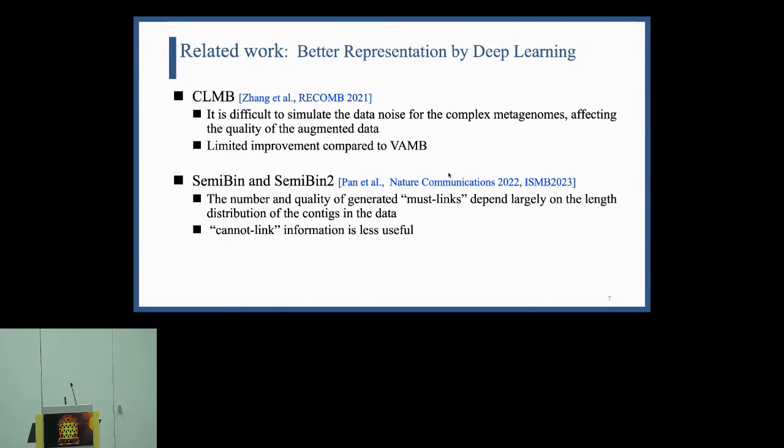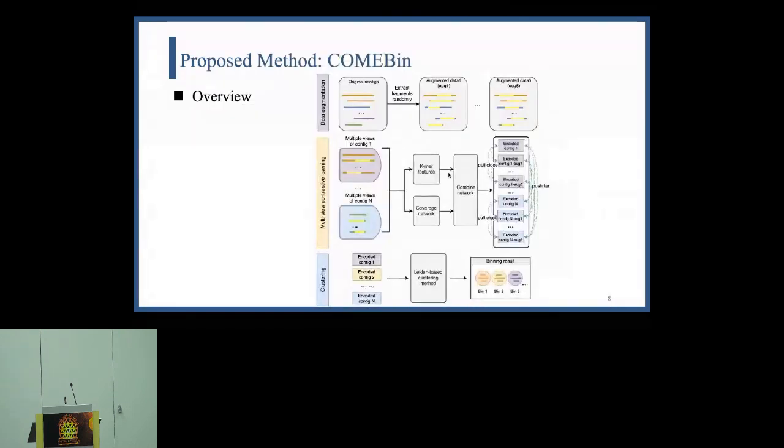So in this work, we propose ConBin, a contig binning method based on contrastive multi-view representation learning. The figure shows the workflow of ConBin. It is mainly divided into four steps: data augmentation, feature vector construction, contrastive learning, and clustering.